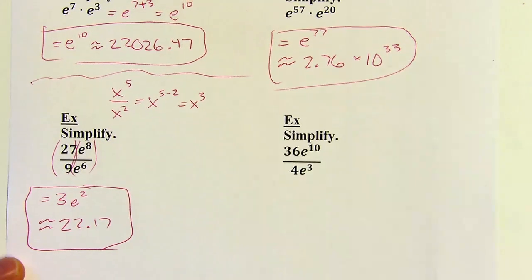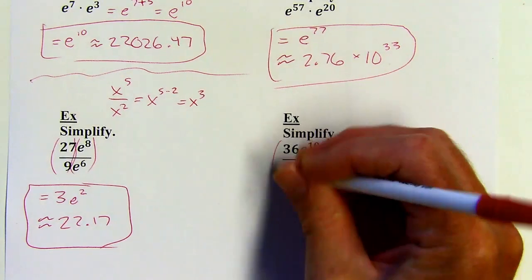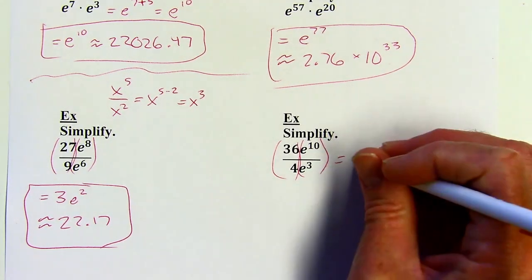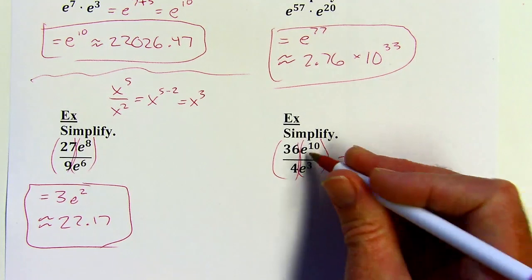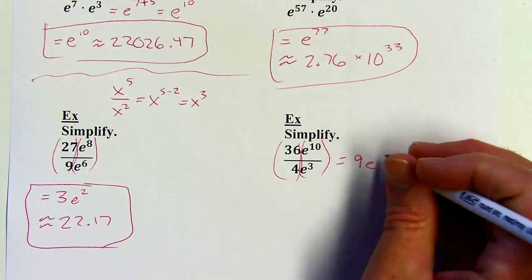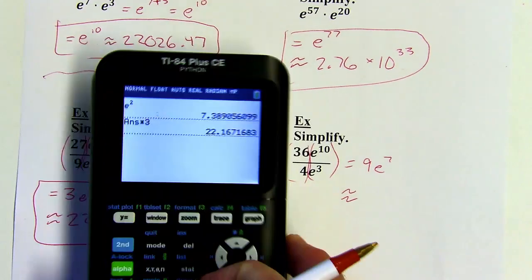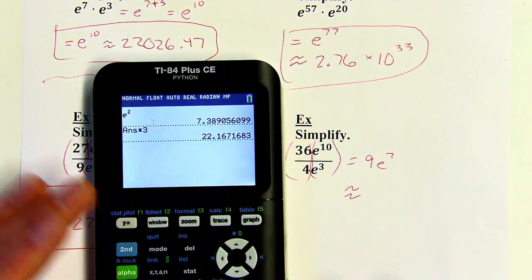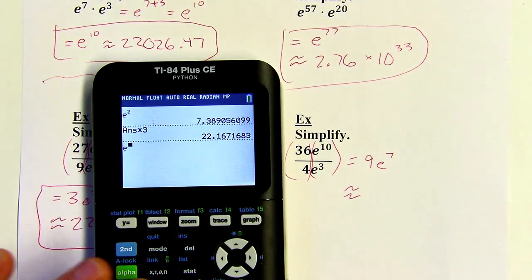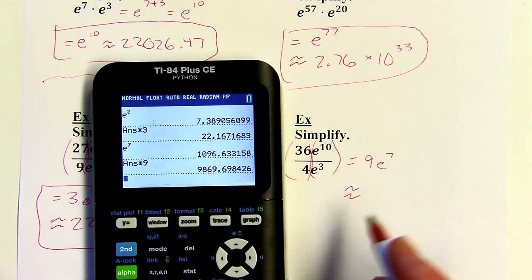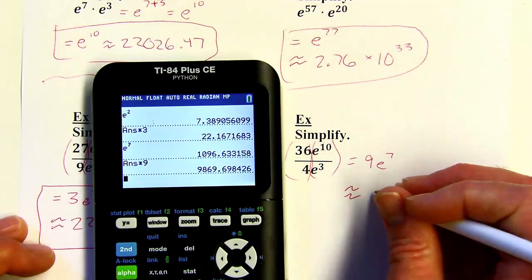Okay. All right, so let's try it again here. So I'm going to think of it like so. Just break it apart. Hey, 36 divided by 4 is 9. And then for the e's, 10 minus 3 would be 7. There we go. Okay. And decimal version of that, let's see. E raised to the 7th times 9. Always doing the exponent first, then the multiplication.